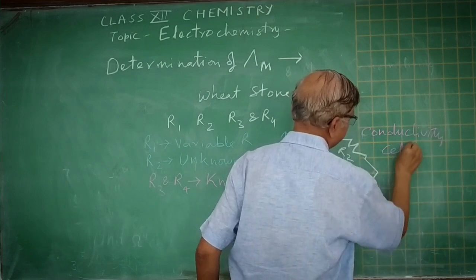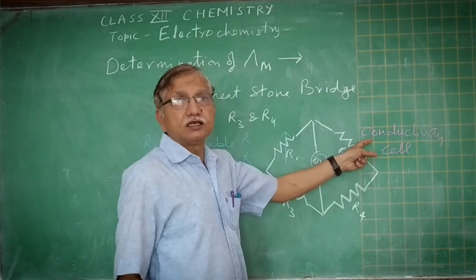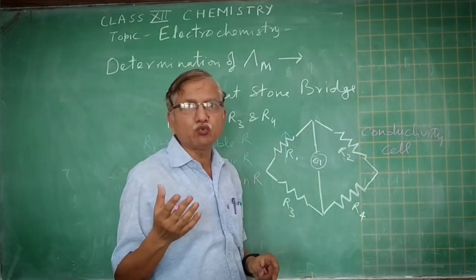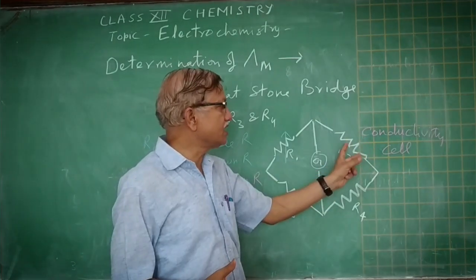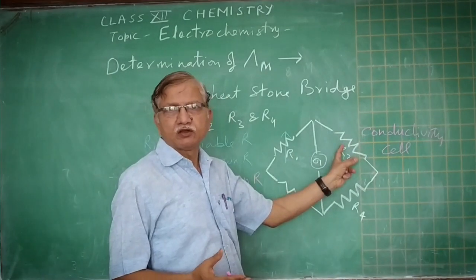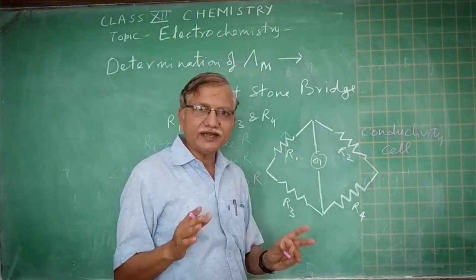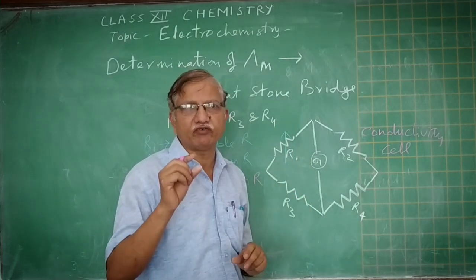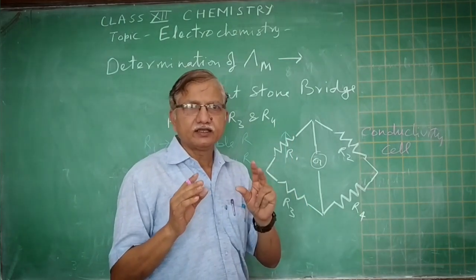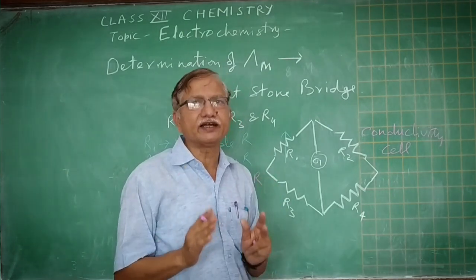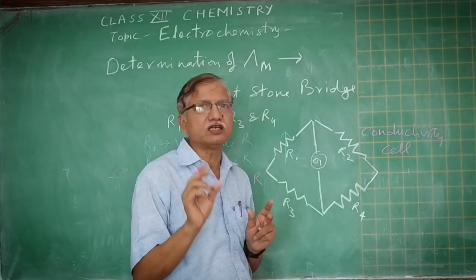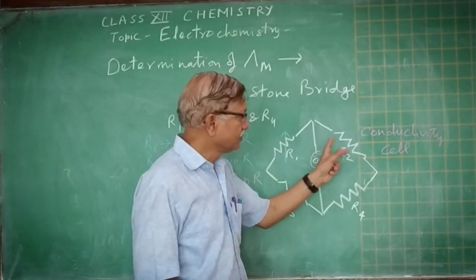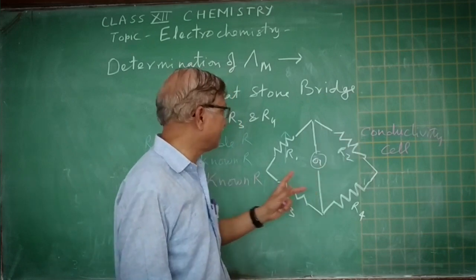Conductivity cell means the cell whose molar conductivity is to be measured. This conductivity cell is connected with these two terminals. It is designed especially in such a way that its cross section area is 1 centimeter square and the length of the electrolytic conductor is approximately 1 centimeter. So these conductivity cells are designed especially.